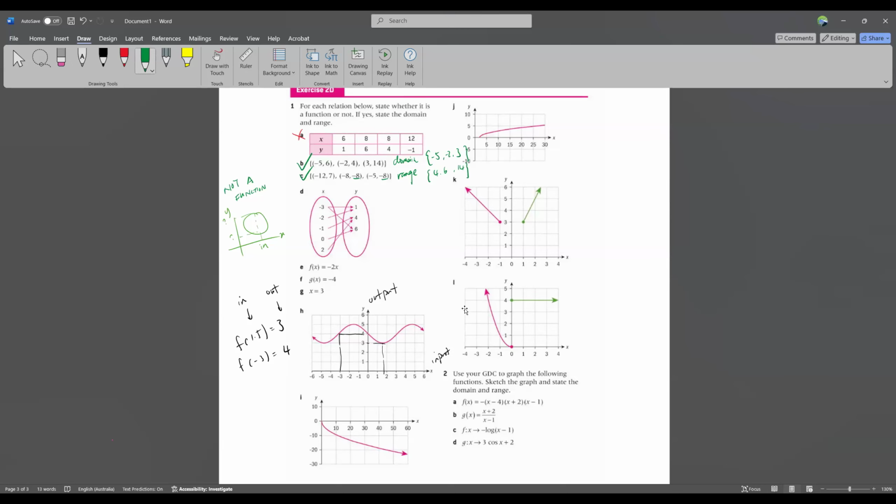Wait, Michael, what does the two dots mean? Like F two dots X? Where does it say that? 2C. Oh, you're not supposed to do two yet. Did you finish one already? Yeah. And domain and range as well. Oh, okay.